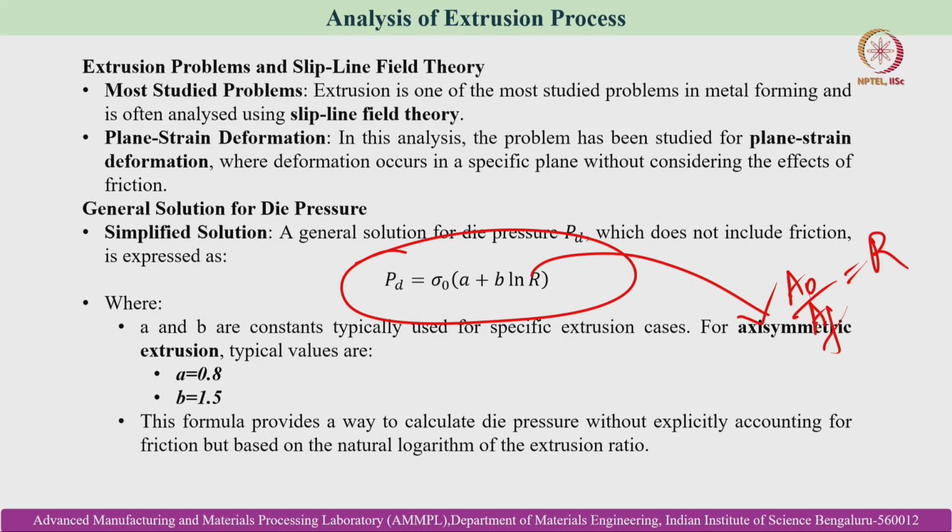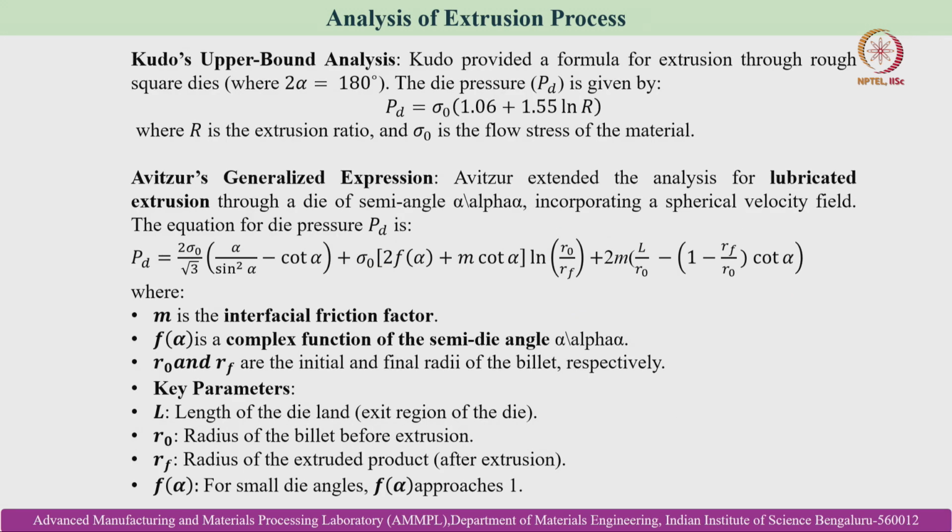So, it is coming from this expression, where we have incorporated the values for A and B. Where R is the extrusion ratio and sigma 0 is the flow stress of the material. And now, Abhidzur's generalized expression. Abhidzur extended the analysis for lubricated extrusion through a die of semi angle alpha, incorporating a spherical velocity field.